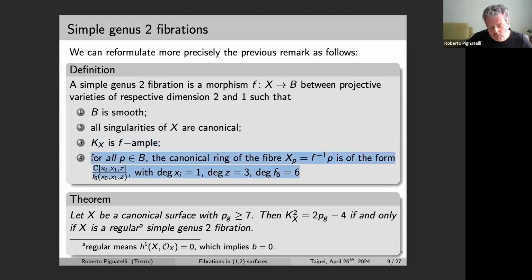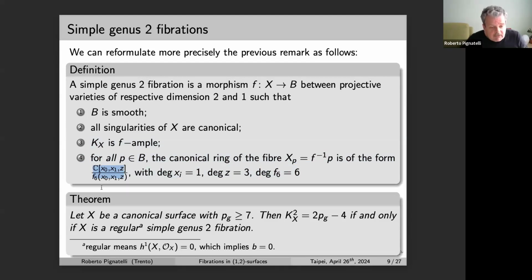And the way I write that I don't want disconnected fibers is: for all points in the base, let me ask the canonical ring of the fiber to be of this form, which, as I discussed, is the form of the connected fiber. So the quotient of the polynomial ring in 3 variables with weights 1, 1, 3.